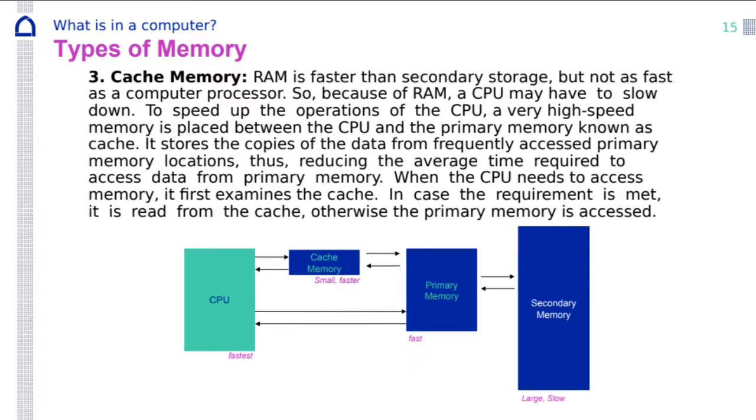So if you look here in this diagram, I have the CPU, I have the primary memory. In the middle, I have cache memory. Why is it useful? Because it is reducing the average time required to access data from primary memory. So when the CPU needs to access memory, it first examines the cache. In case the requirement is met, it is read from the cache. Otherwise, the primary memory is accessed. So if it is stored in the cache, okay. Not stored in the cache, then it will go to the primary memory.